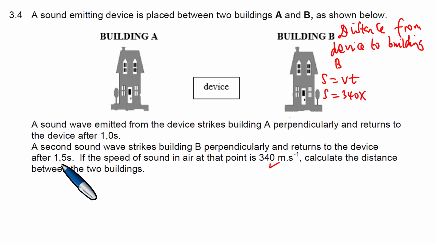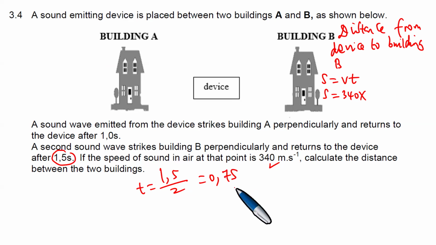So if it is after 1,5 seconds, then this one, it's 1,5 seconds it returns. So you must then say 1,5 seconds divided by 2, and the time there is 0,75 seconds. And then the 340 times that will give us exactly 255 meters.